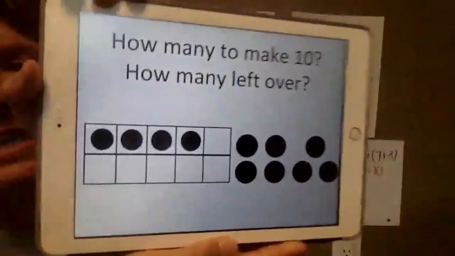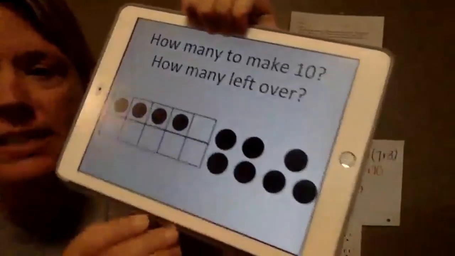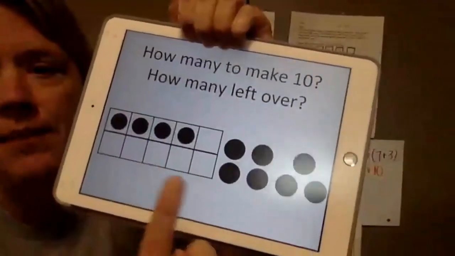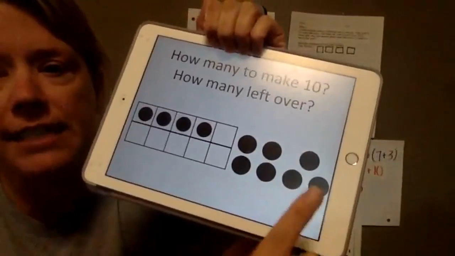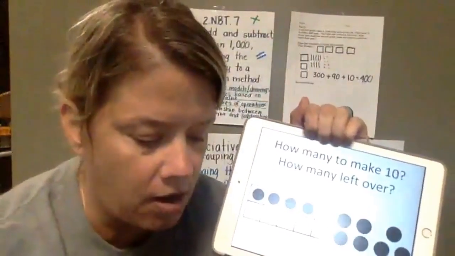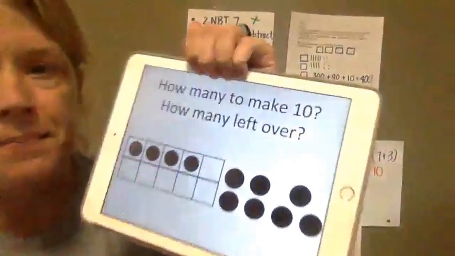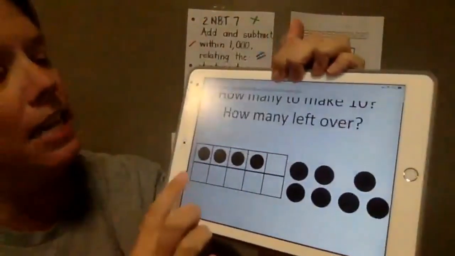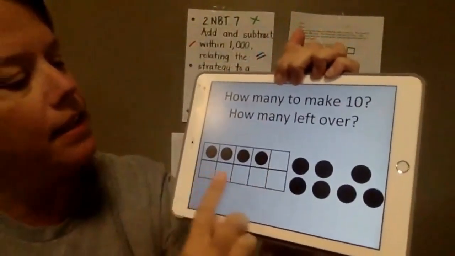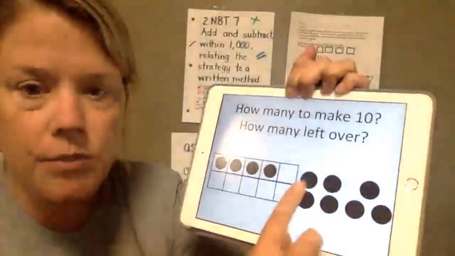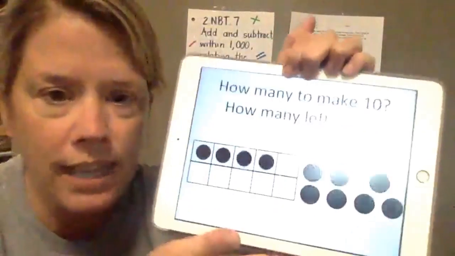So how many to make 10? I'm going to go slow here. We see we have 4 in the tens frame, and here we have 4, 5, 6, 7. And this is kind of where we've been getting caught up just a little bit, okay? So to make 10, we know we would need 6, and that would leave us 1 left over.